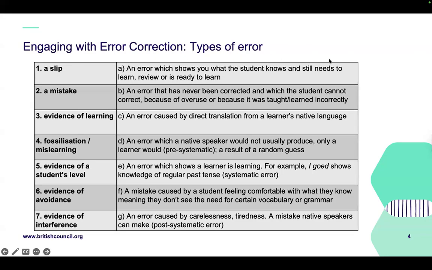And what about the next one? A mistake, which is a bit strange because we think the mistakes are errors anyway. So what is a mistake? Would be, maybe, a usual thing that happens? A long-lasting error? No, a mistake is an error which a native speaker would not usually produce. Okay, so no, one is D, or two is D.